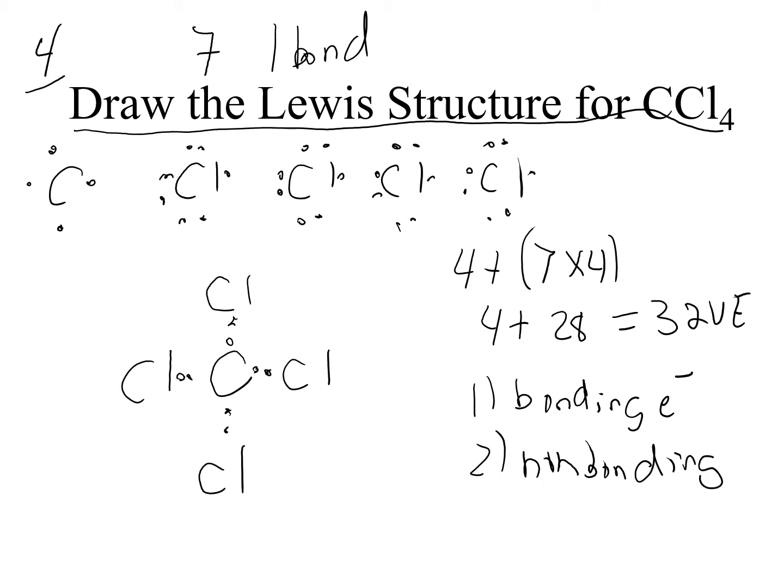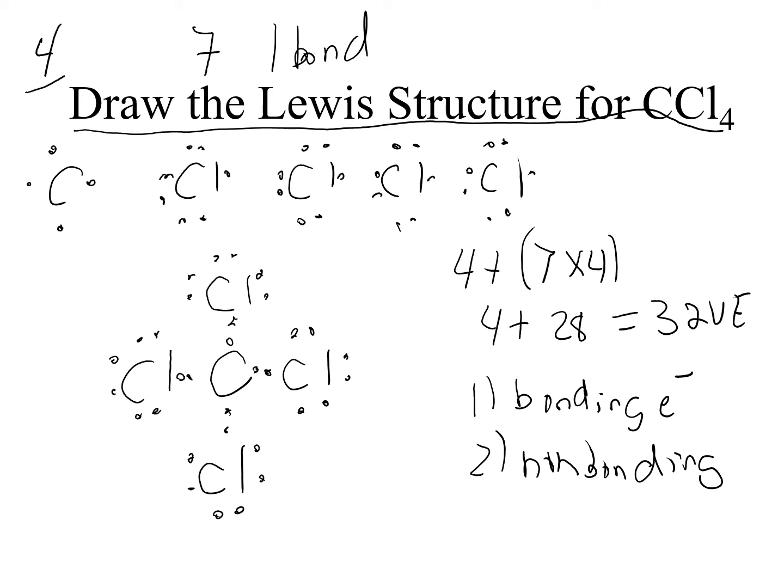And they go on the external atoms first. So we're going to start with our chlorines, and we're going to add electrons so that the chlorine gets 8 electrons. Our carbon in this molecule already has 8. So let's see if we count that they all have 8. Okay, so right now chlorines have 8, carbon has 8, and we should have used 32 electrons.